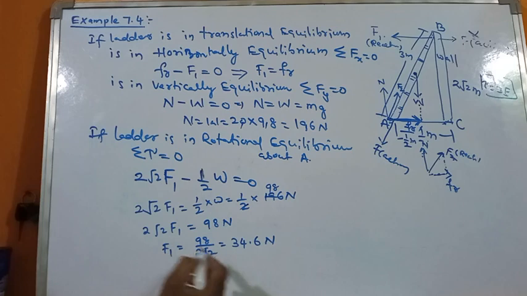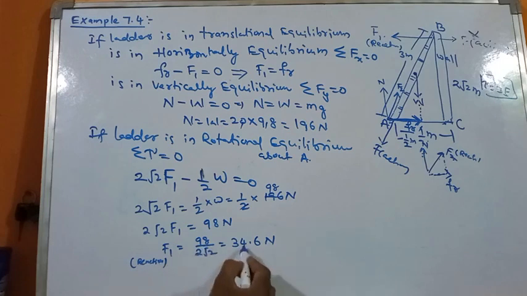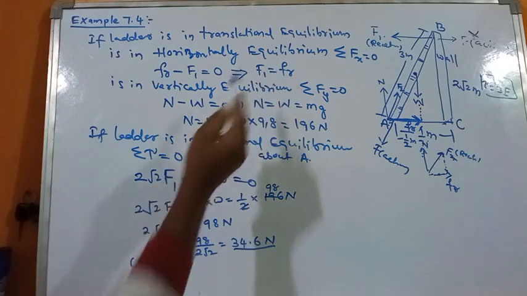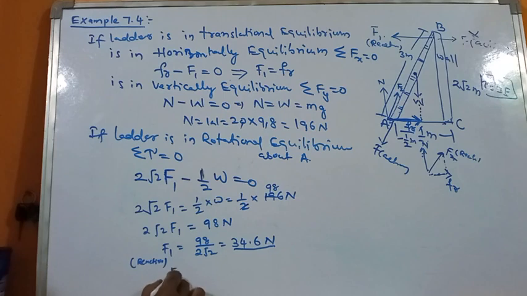So this F1 is how much? This is the first reaction force. F1 is equal to 34.6 newtons, and which is also equal to the frictional force. So F1 is equal to Fr is equal to 34.6 newtons. So one reaction force is completed.